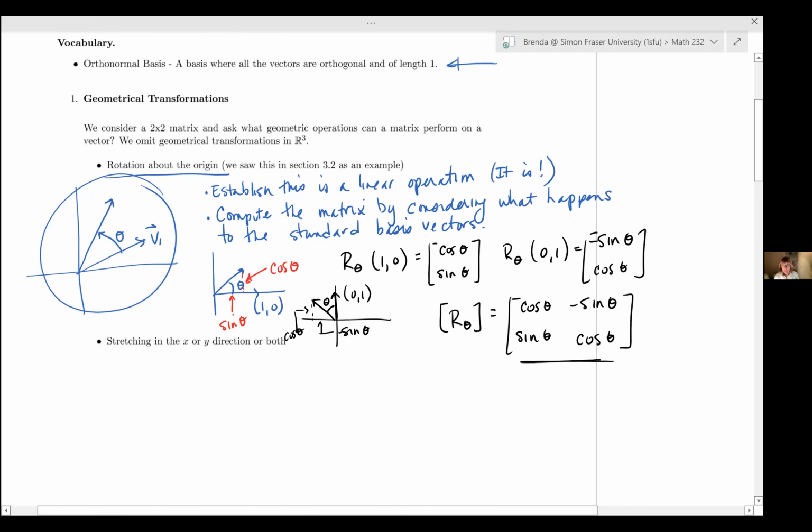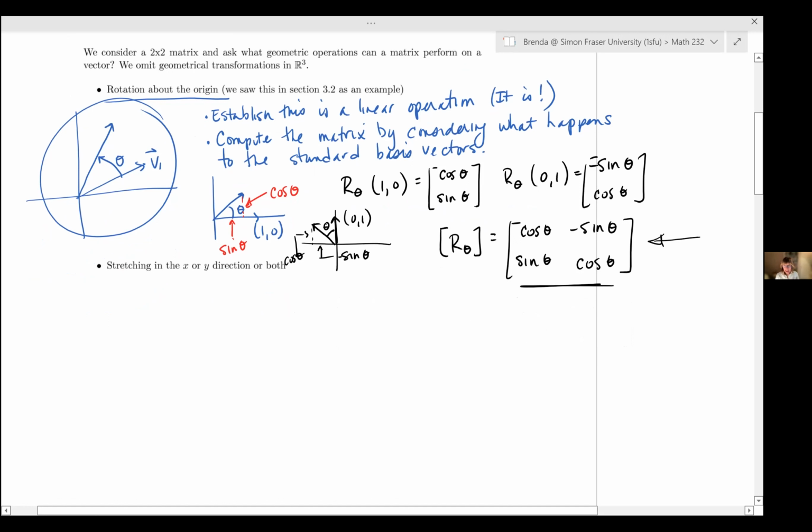Here it is again. Possibly a good idea to stop the video and make sure that you can generate this matrix by drawing yourself a picture and seeing how the standard basis vectors rotate in R2. Okay, so that is that one. Now what we're going to do is consider a few other types of geometric operations. Stretching. So we can stretch in the X or Y direction. Let's just look at what stretching looks like in the X direction.